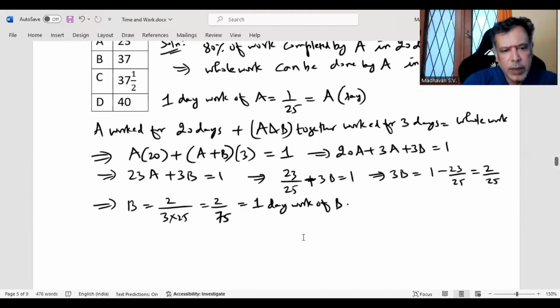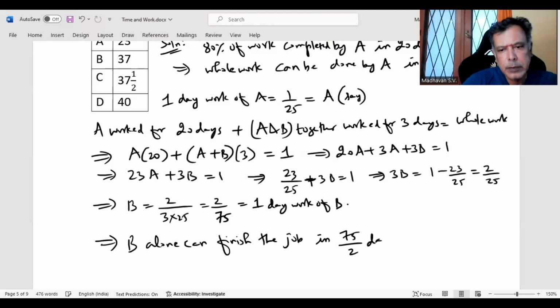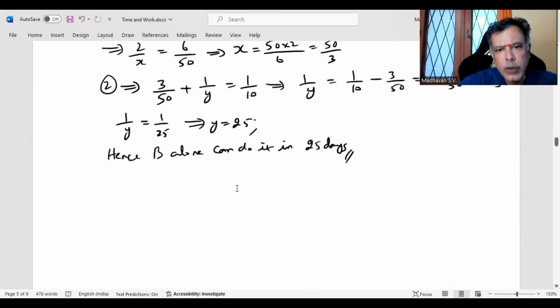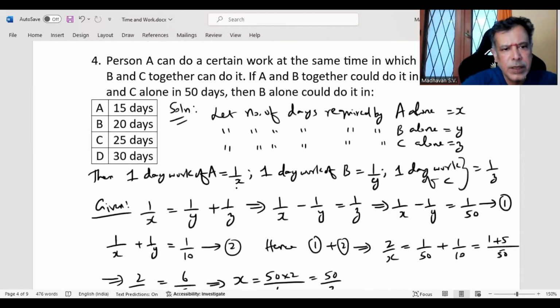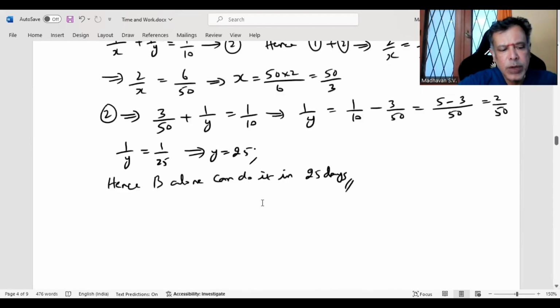Now, B alone, that means B alone can finish the job in inverse of this, 75 by 2 days. That is 37 1 by 2 days, which means our option is C. Previous one, we didn't take the option, I think. 25 days, we have to take that. Option C. Let us move on to the next question.